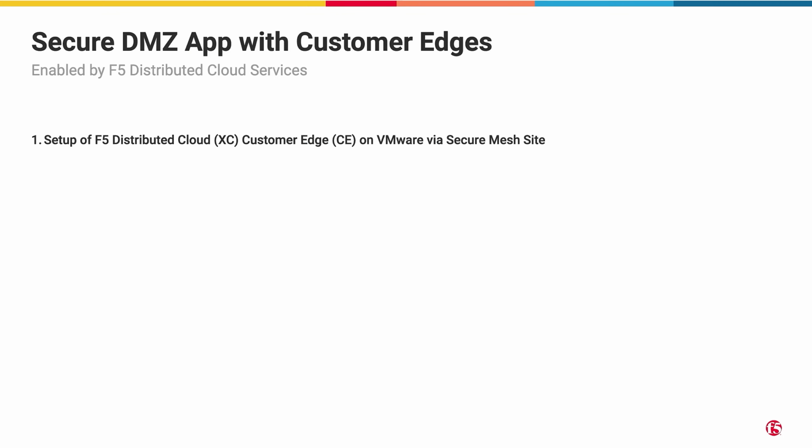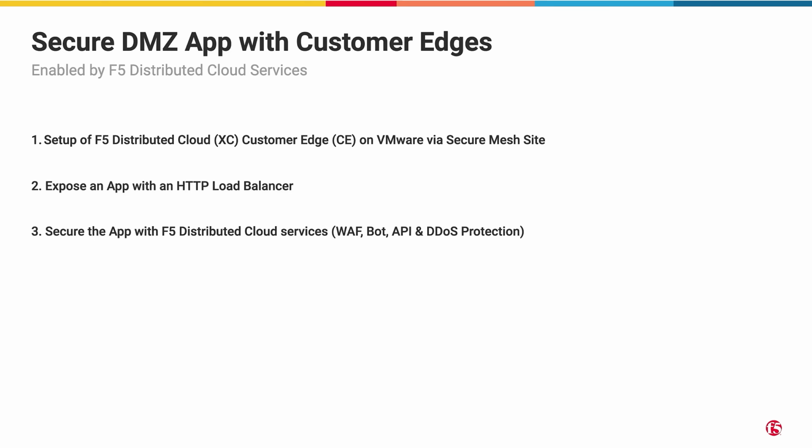Setup of XC customer edges or CEs and secure mesh sites on VMware. Exposing an app with an HTTP load balancer. Securing the app with XC WAF, bot, API, and DDoS protection, and adding a second DMZ data center for failover.